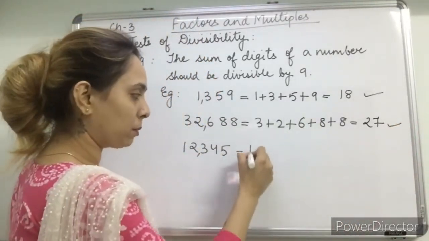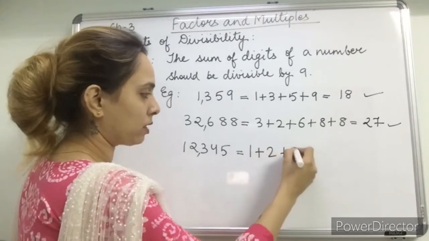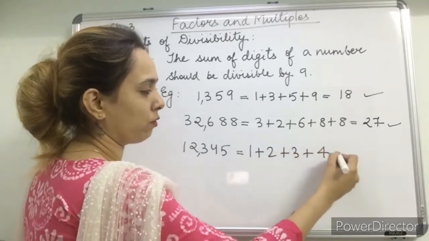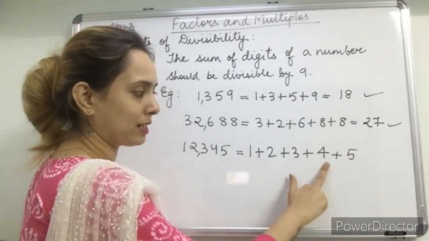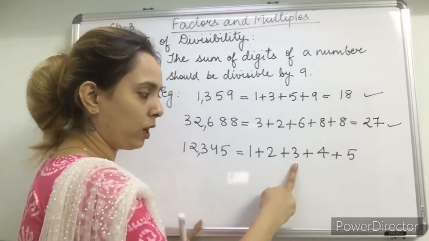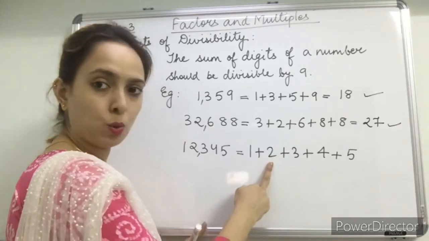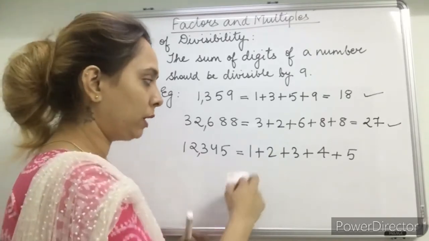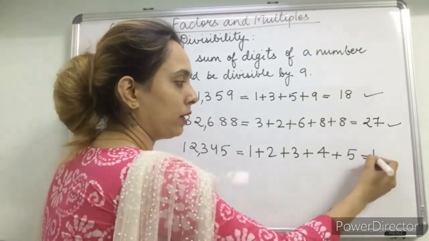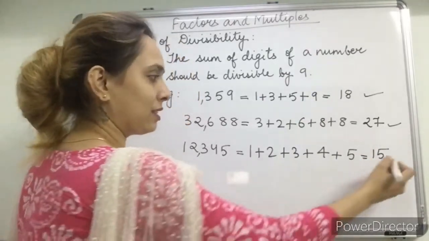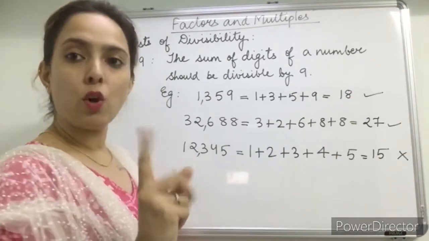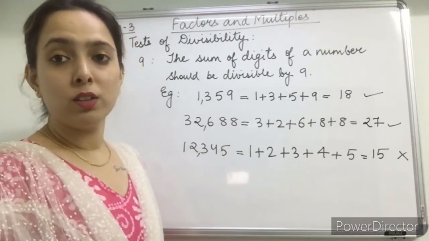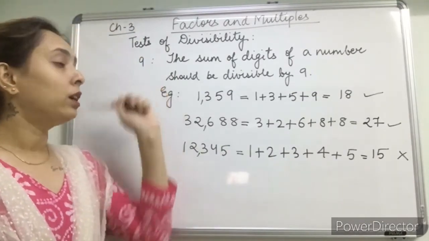Let's check it out for the last number. 1 plus 2 plus 3 plus 4 plus 5. So here 5 plus 4 is 9, 9 plus 3 is 12, 12 plus 2 is 14, 14 plus 1 is 15. So this is not divisible by 9. So this complete number is not divisible by 9. This was rule for 9.